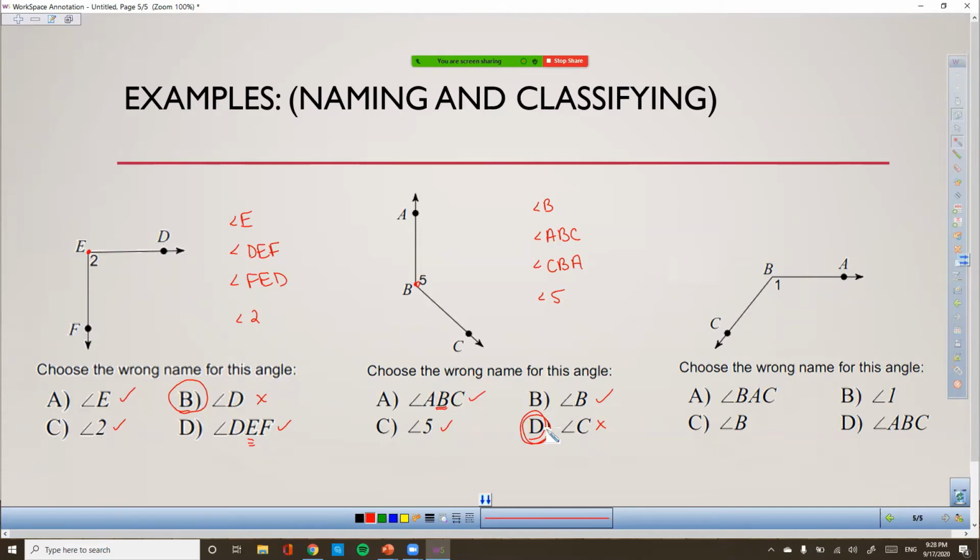And for this last third example, choose the wrong name. Let's go ahead and list the different names that I can use for this angle. I'm going to move this over here. All right, first off, I can name it by its vertex.